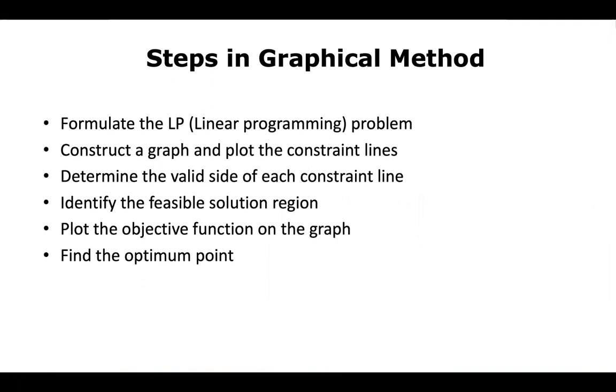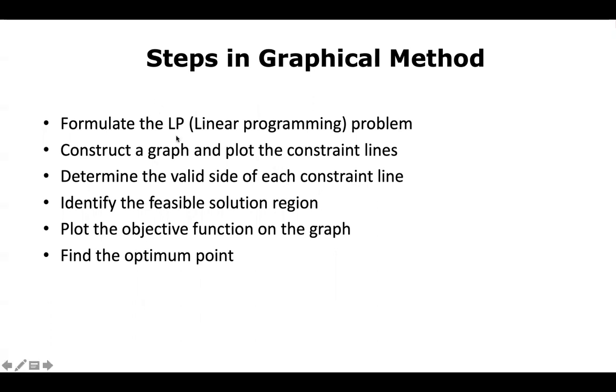First of all, we need to formulate the problem. Based on the given data, we need to identify what our objective is. Is it a maximization or minimization problem? Then we have to formulate our constraint equations, right? And after that, we'll move on with the graphical method. So one thing we need to remember: we can use the graphical method only if we have two decision variables, right? We can't use the graphical method if we have more than two decision variables.